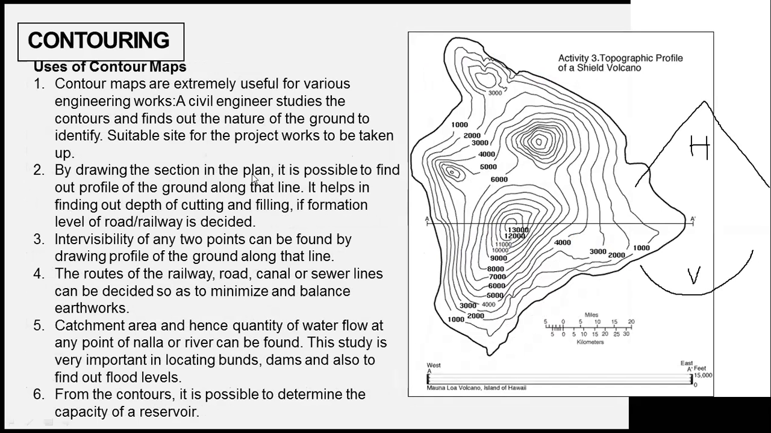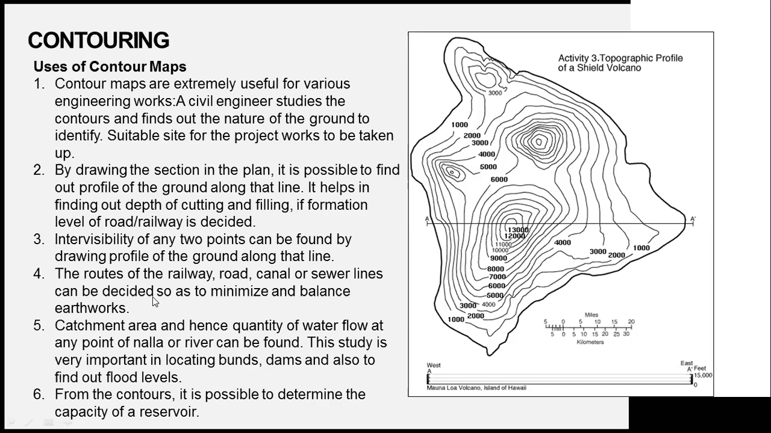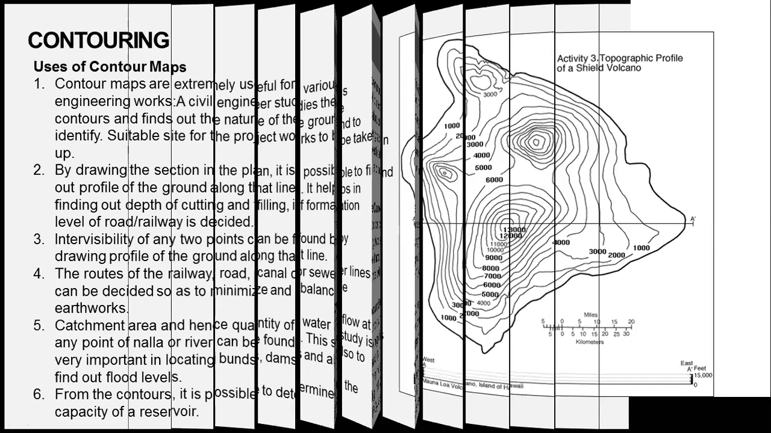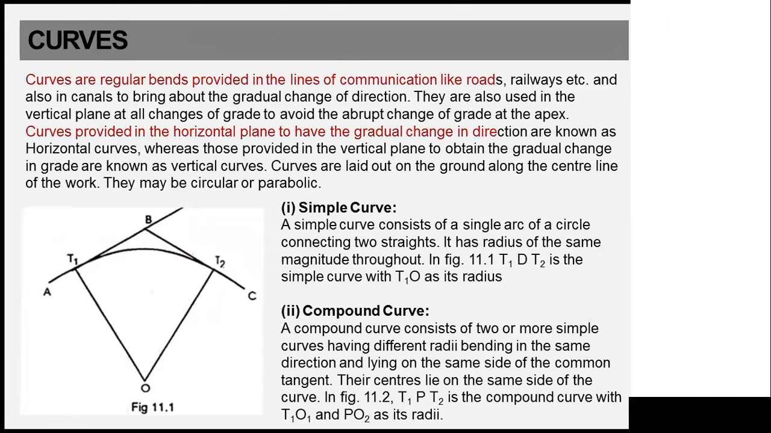So these are the various uses of the contour maps. The routes of railways, roadways, canals, or pipelines can be decided so as to minimize and balance the earthwork. Earthwork means the excavation: how much excavation you are going to require before the commencement of construction. That volume of excavation can be decided based on the contour lines, meaning the elevations of the various areas or levels, which you get from the contour lines.